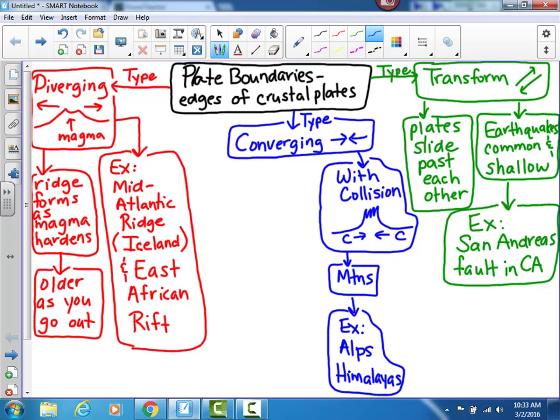One other thing that you tend to get with these types of boundaries, less frequently than with transform boundaries, but you can still get earthquakes. And that should make sense, because if you think about two continents pushing against each other and making mountains, it would make sense that that process is going to cause some shaking of the earth along with it.